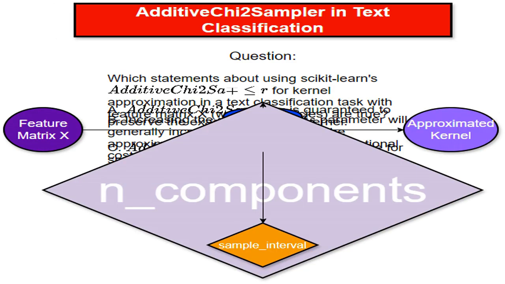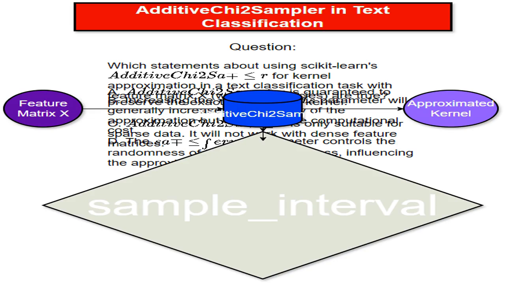This parameter in AdditiveChi2Sampler controls the number of features used in the approximation. More components usually lead to a more accurate but slower computation. This parameter in AdditiveChi2Sampler controls how often the algorithm samples data. It impacts the randomness and stability of the approximation. A smaller value generally means a more stable, though possibly slower, approximation.